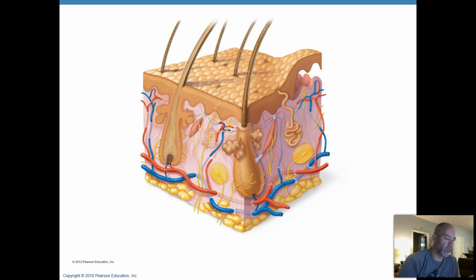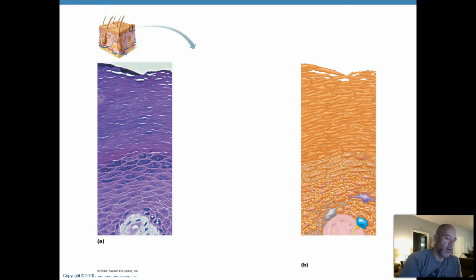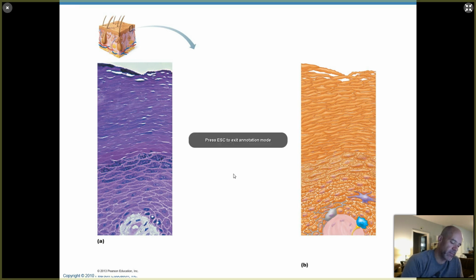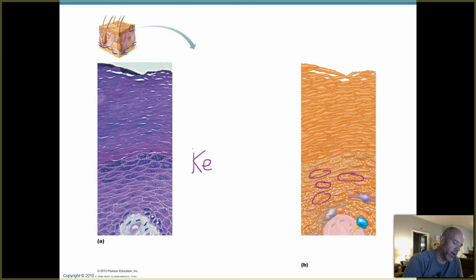Let me back up just for a second. The main cell type in the epidermis, because I've got this on your anatomy guide over here. If you're looking closely at your diagram, you've got cell, cell, cell, cell. Those cells are called keratinocytes.